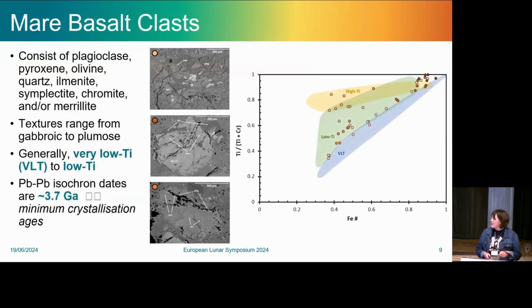Moving on to the meteorite basalt clasts. In Calcalong Creek, we see a pretty diverse range of mineralogies and textures, as evident in the three backscattered electron images there. Still, they all generally plot within very low titanium to low titanium fields based on pyroxene geochemistry, which is evident in the green field, which can be seen on the screens but not up here on the right-hand plot. And I did do some lead-lead dating on these clasts as well. Generally, they plot around 3.7 billion years old, which we interpret mostly to be minimum crystallization ages.